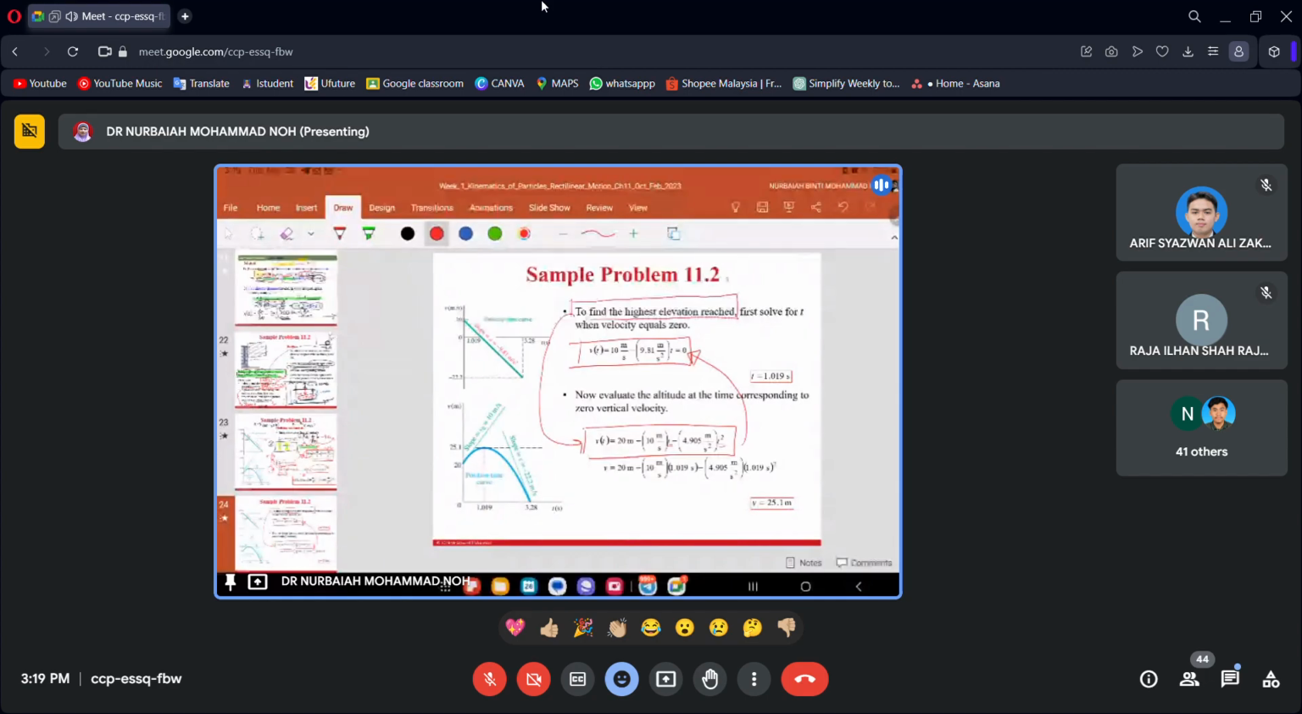We know that based on the basic concept, y maximum occurs when v is equal to 0. So we make this v function equal to 0, then you can get the t value. With the calculated t value, you go back to this function to get the maximum elevation. Okay, any question?